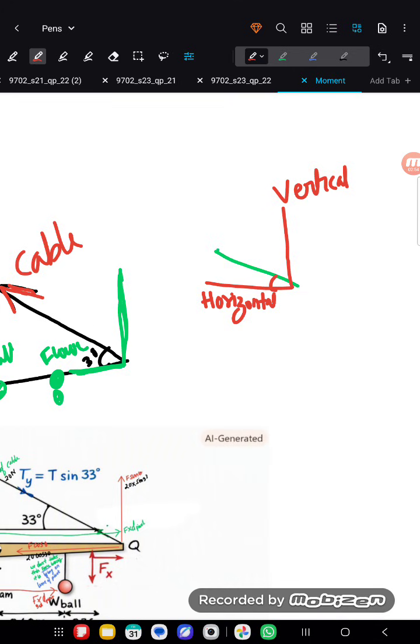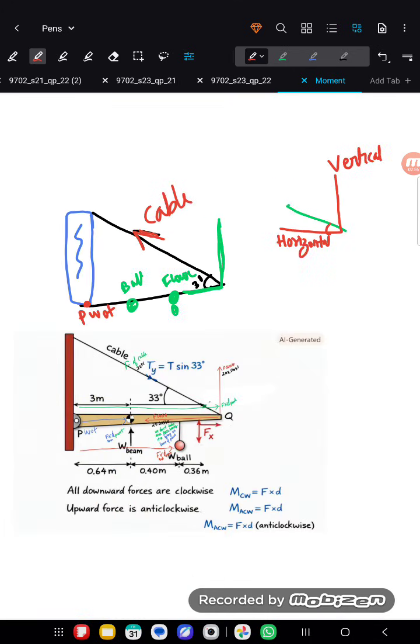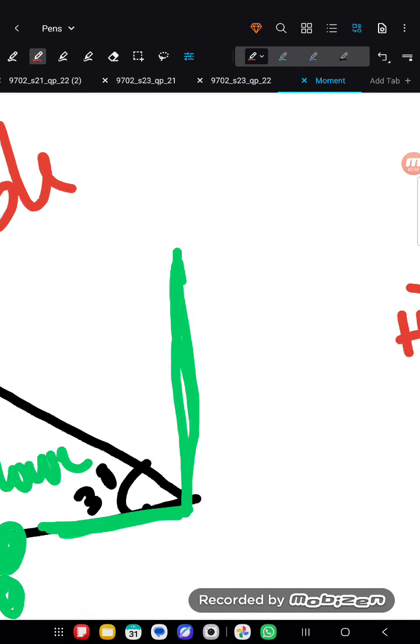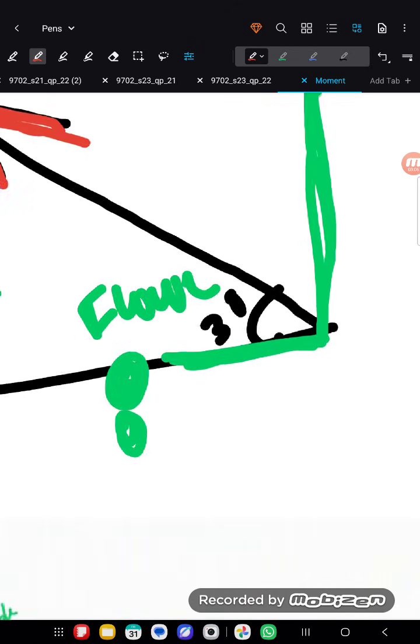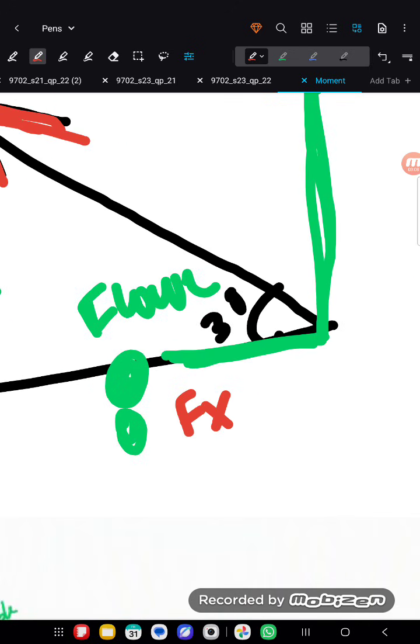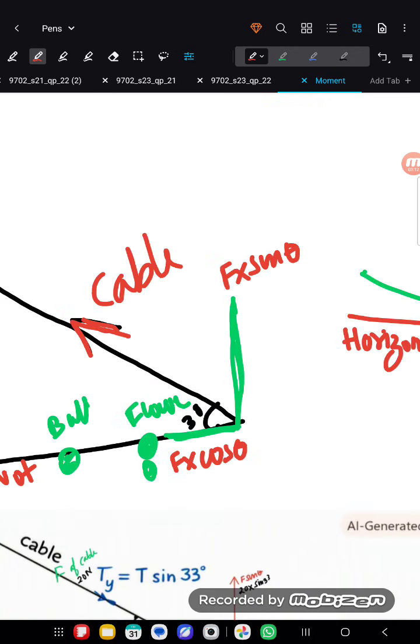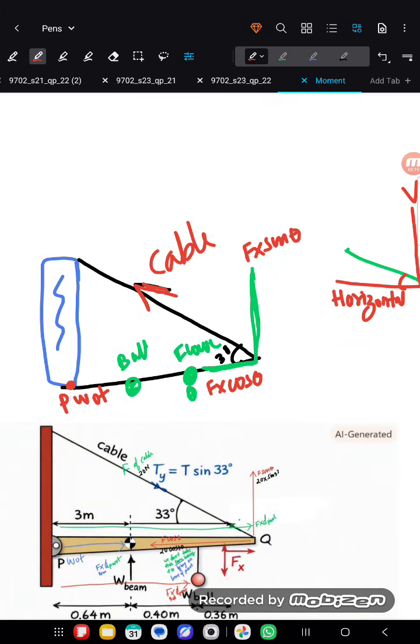How will you split the force? Vertical and horizontal, always. Okay, so vertical is force multiplied by sine theta, and horizontal is force multiplied by cos theta. Again I am repeating, vertical is force multiplied by sine theta and horizontal is force multiplied by cos theta.